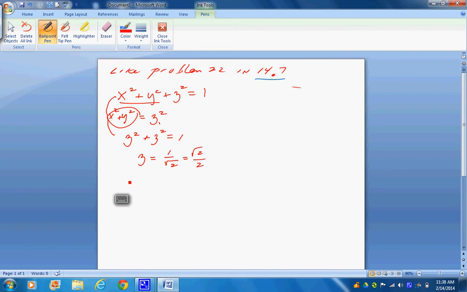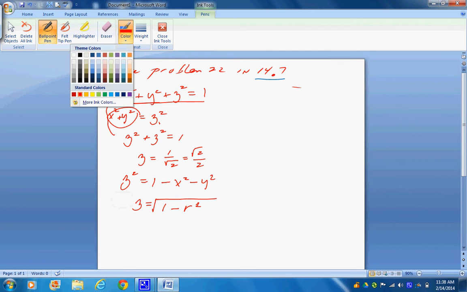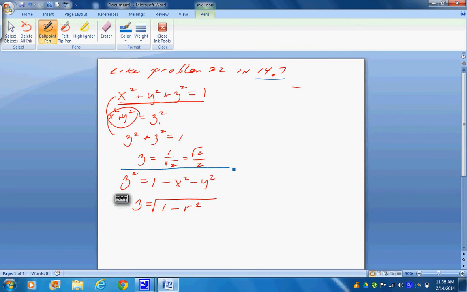The second thing I want is to write z in terms of the first equation. So z squared is equal to 1 minus x squared minus y squared, or z is equal to the square root of 1 minus x squared minus y squared, which is the same as r squared. I'm going to hold on to these two equations because they're going to come in handy later on. So I have z defined in terms of r, and z defined in terms of where the sphere and the cone intersect.